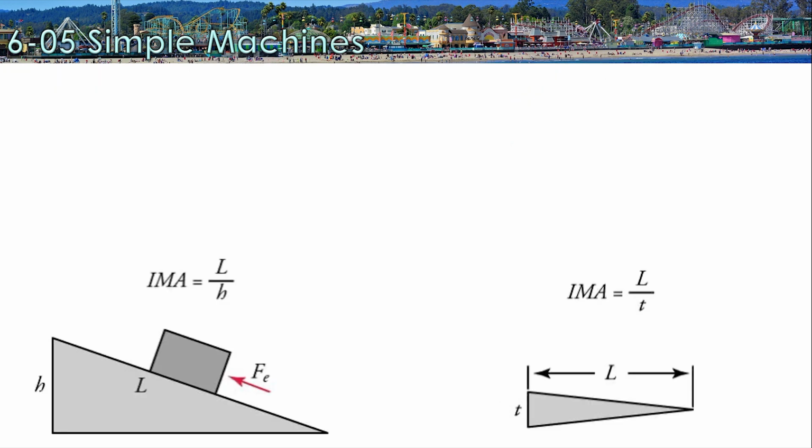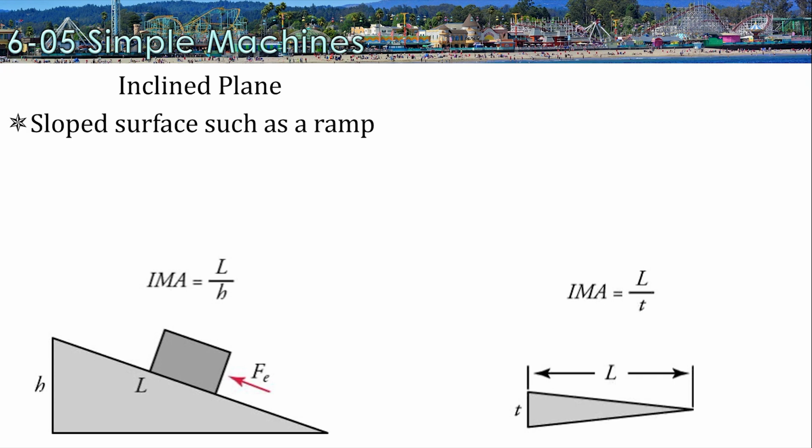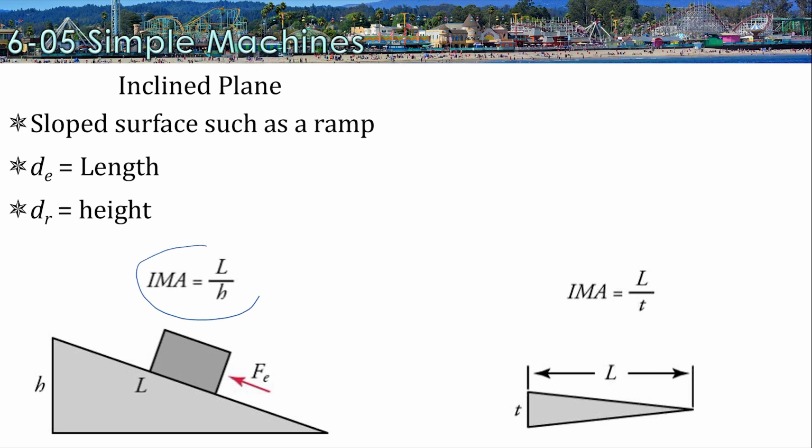The next simple machine is the inclined plane, which is a sloped surface such as a ramp. The effort distance would be the length, so that's how far you have to push it with the force. The resistance distance is the height, so this replaces going straight up with going up on a slant. Takes less force, but it's over a longer distance. So the ideal mechanical advantage is the length over the height.